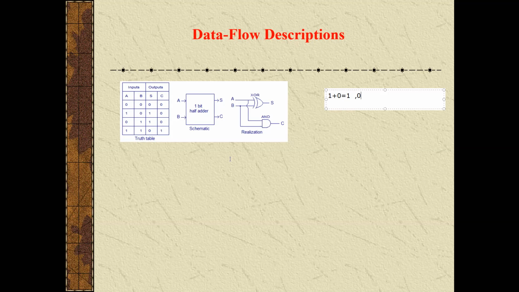To describe the half adder using data flow description, we write the Boolean function of the output. The function shows how the data flows from input to output of the half adder. So that Boolean output function will show how the data will flow from the input to the output. This table shows the truth table of the half adder, and this figure shows the logic diagram of the half adder.